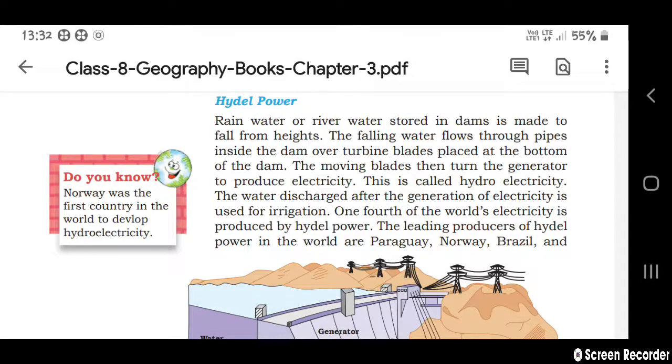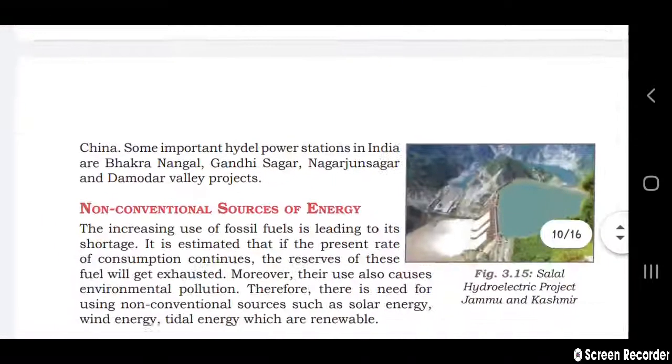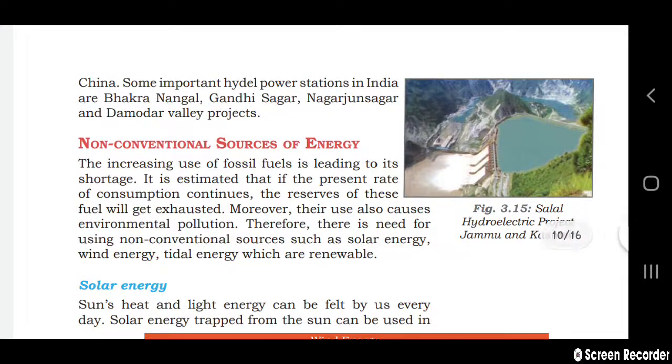The water discharged after the generation of electricity is used for irrigation. One fourth of the world's electricity is produced by hydel power, or hydropower, also called hydroelectricity. The leading hydel power producing countries in the world are Paraguay, Norway, Brazil, and China. Some of the important hydel power stations in India are Pakranangal, Gandhi Sagar, Nagarjuna Sagar, and the Damodar Valley project.